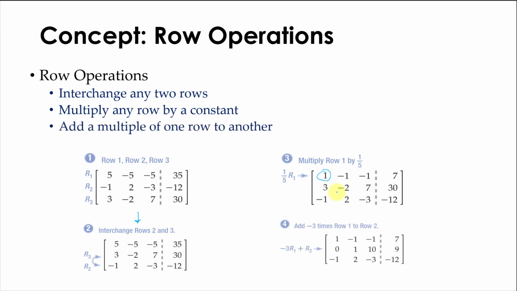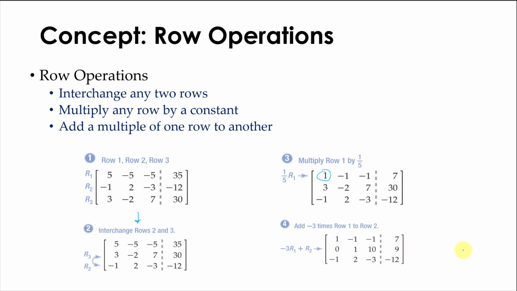And then we can also add a multiple of one row to another. So here, if I was trying to get this 3 to be a 0, I would multiply -3 times row 1, and I would add that to row 2. So we can add a multiple of one row to another in order to get rid of or change any element to be 0, if that's going to help us with our solution.